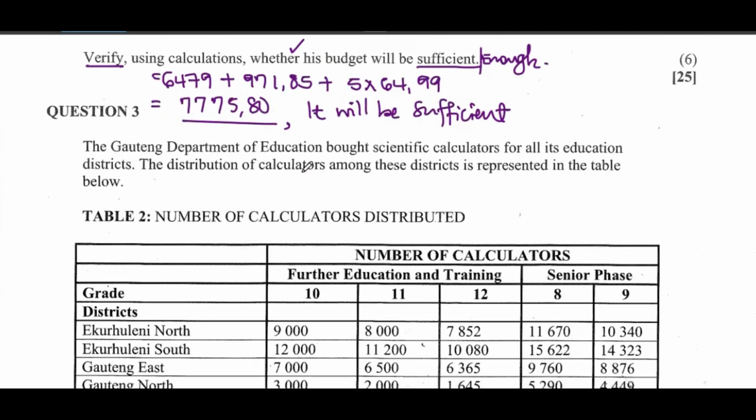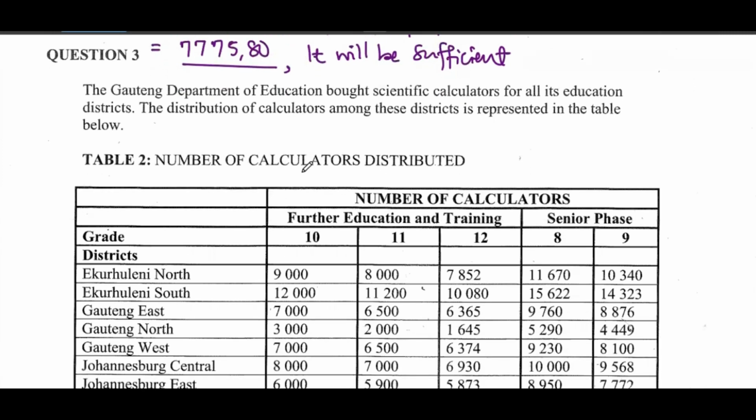Look at question number 3. That is finance. When I'm looking at question number 3, yes, we have values, but this takes us to a number of calculators. The Gauteng Department of Education bought scientific calculators for all its education districts. The distribution of calculators among these districts is represented in the table below.